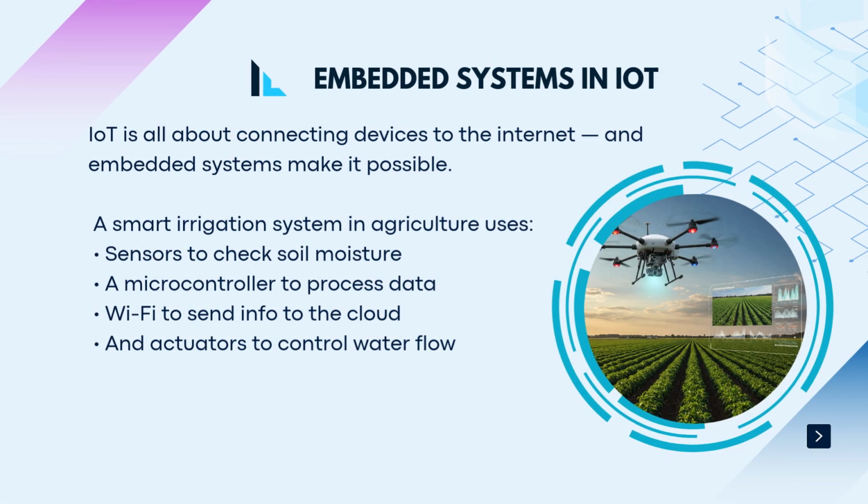So where does IoT come in? IoT is all about connecting devices to the internet, and embedded systems make it possible. For example, a smart irrigation system in agriculture uses sensors to check soil moisture, a microcontroller to process data, Wi-Fi to send info to the cloud, and actuators to control water flow. All powered by embedded tech.